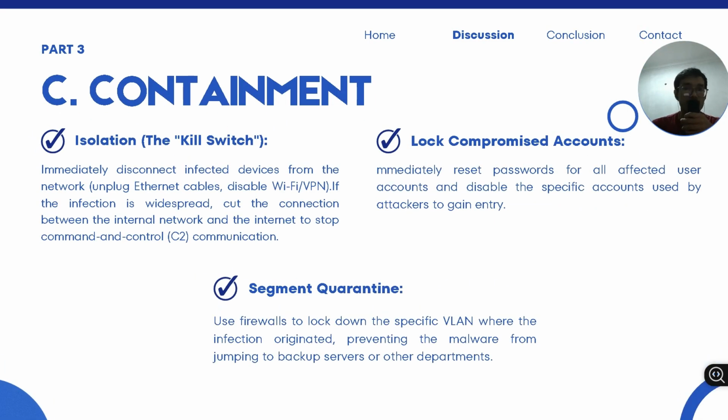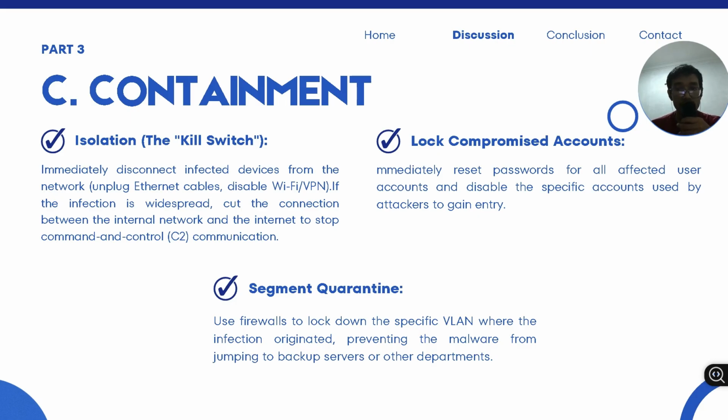The next one is containment. What is containment? Containment is when the attack is confirmed, we immediately take action to stop the spread. So how to do it? The first one, we can perform isolation, which is the kill switch.